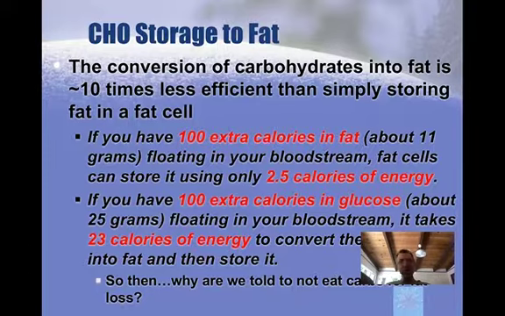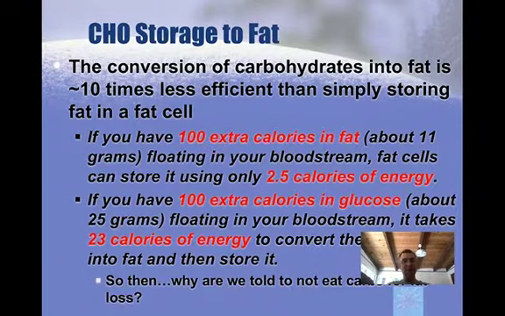So the conversion of carbs into fat is about 10 times less efficient than simply storing fat in a fat cell. In other words, if you had a meal of carbohydrates and needed to store them as fat, the body's a lot less likely to store those excess carbohydrates as fat than it is likely to store fat as fat. Right? And I'm going to say things later in the semester that are going to sound like the exact opposite. It's not, but it will sound that way. So the conversion of carbs into fat is about 10 times less efficient than simply storing fat as fat.